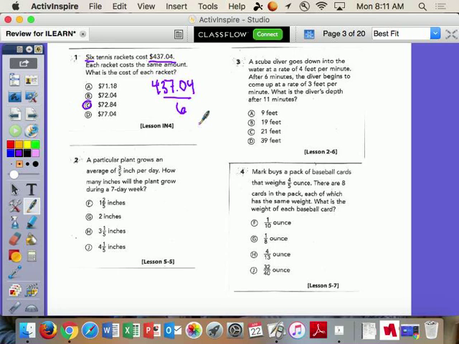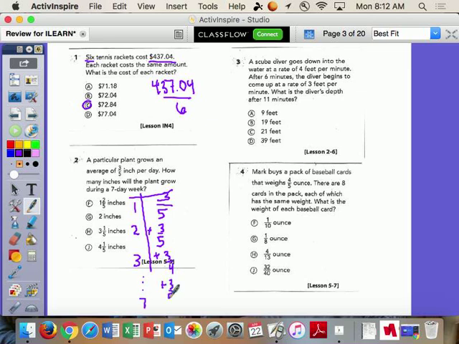Okay? Particular plant grows an average of 3/5 per day. How many inches will a plant grow during a 7-week period? So think of it this way. I have 3/5, and that's day 1. Second day would be another 3/5, right? Third day would be another 3/5. And how many days would I do that for? I would go all the way up to 7.